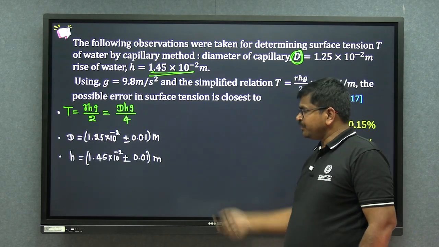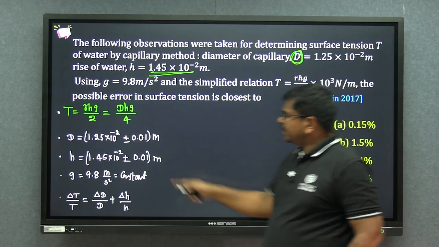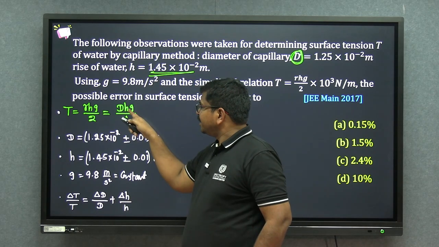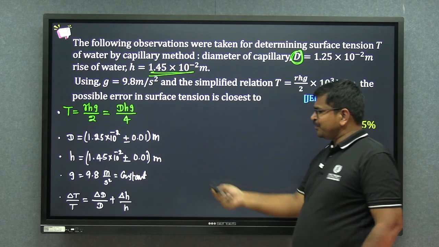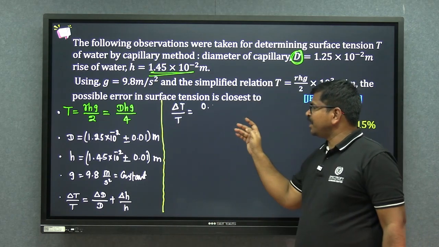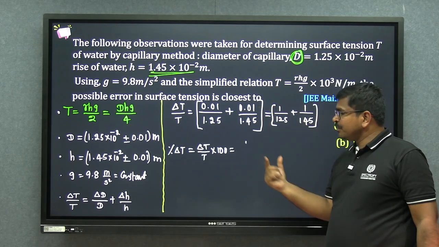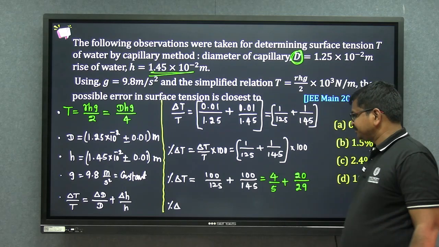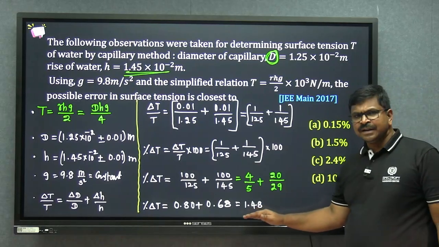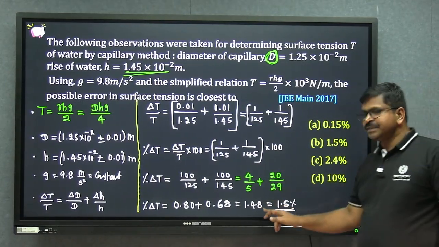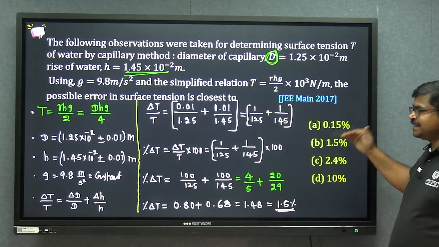D value we know already, H value we know already, and it is just a division or power operation you can handle. So delta T by T equals delta D by D plus delta H by H, and G can be considered constant here. By substituting the delta D value and D value, delta H value and H value, and with proper simplification, I am going to get the percentage error as 0.80 plus 0.68, which is 1.48 percentage. After rounding off, since 8 is the dropped digit greater than 5, PD will become PD plus 1, that is 1.5 percentage, which is B.